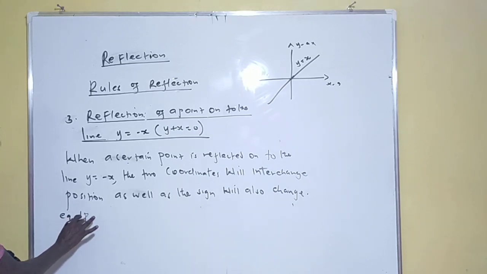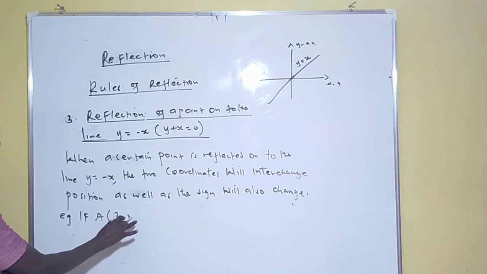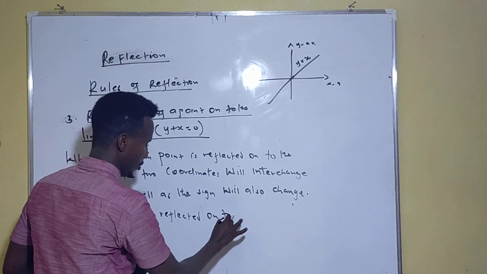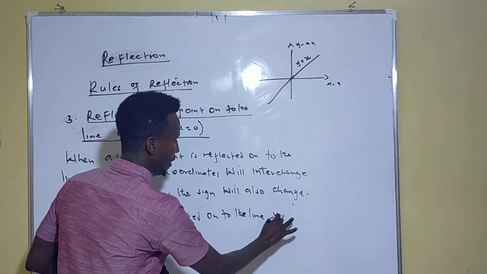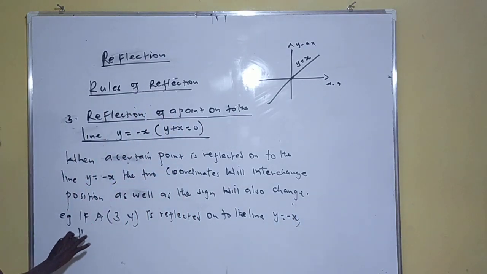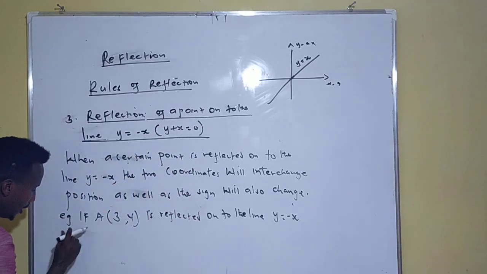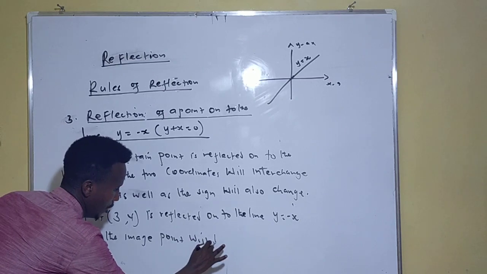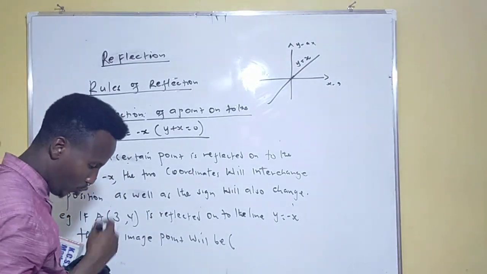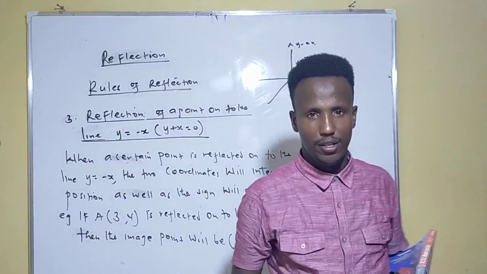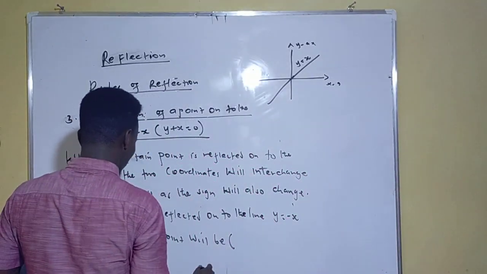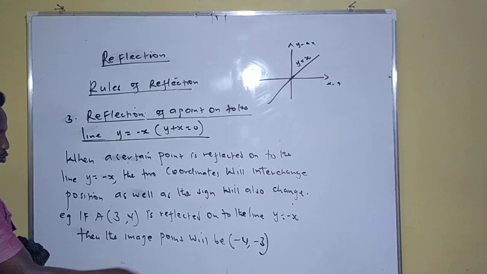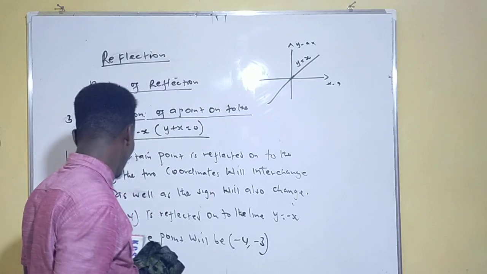E.g., if a point (3, 4) is reflected onto the line y is equal to negative x, then the image point will be, open the bracket, we said what? The two coordinates will interchange position, as well as the sign will also change. These are the two coordinates, so interchange. It will be (negative 4, negative 3). So that is rule number 4.